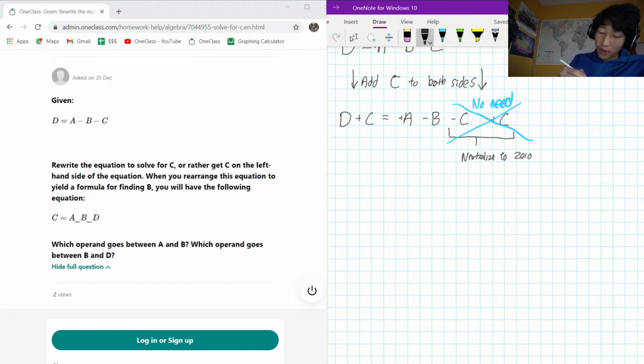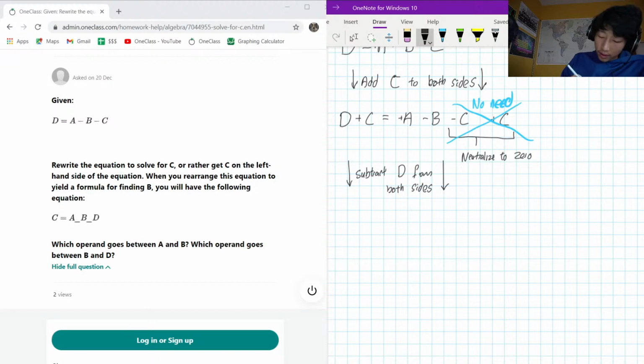Okay, so now we have D plus C equals A minus B. Now we want to send the D to the right-hand side, right? So we can subtract D from both sides.